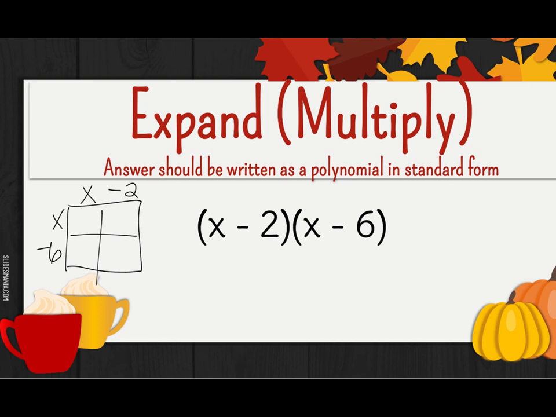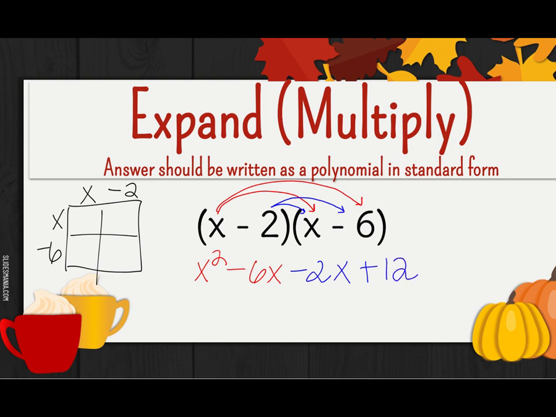So I have to take x times x and x times negative 6. So I'm just distributing in that x term. So when I do that, I have x times x, which is x squared, and x times negative 6, which is negative 6x. Well, then I have to remember I have to distribute in that second term because I have to multiply in the whole binomial. So now I'm taking negative 2 times x and negative 2 times negative 6. So that's going to give me negative 2x, and negative 2 times negative 6 is positive 12.